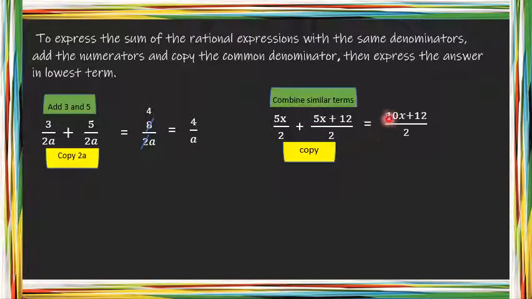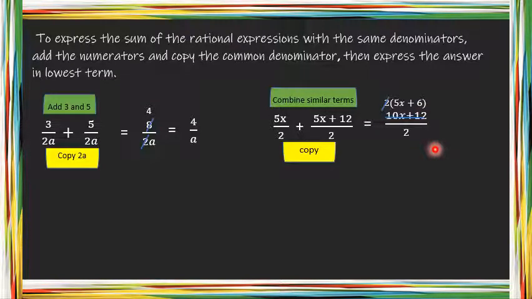So the answer is 10x plus 12 over 2. So 5x plus 5x is 10x. Then copy 12. Then copy the denominator. And then we have to factor this 10x plus 12 using common monomial. So we have 2 and 5x plus 6, or 2 quantity 5x plus 6. So the final answer is this one.